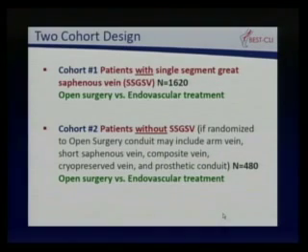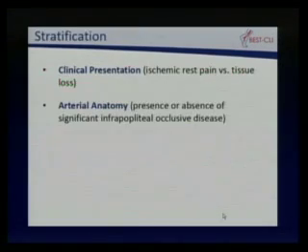Two cohorts: one is open surgery versus endovascular for patients who have suitable vein. This is the majority of the patients, 1,600. And the second group are those that do not have vein for bypass, although they can use different conduits, including arm vein, short section vein, prosthetic graft, and cryopreserved vein.